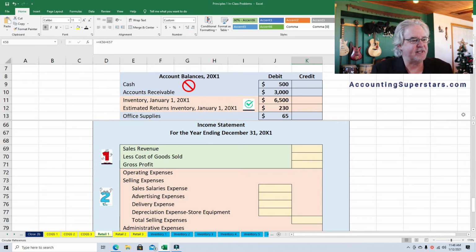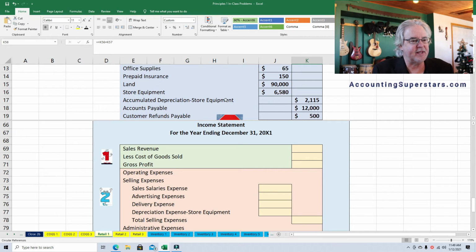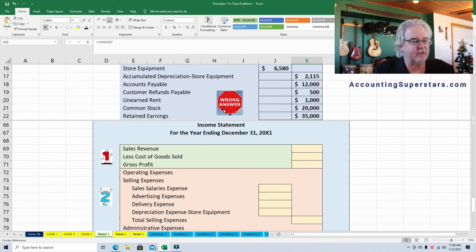But we did use the inventory and estimated returns here. We did use that. So I have that highlighted in pink. Anything that's highlighted in this blue color, don't use. In fact, I made a little sign here. Wrong answer. Don't put these things on there. Don't put payables on your income statement. Don't put retained earnings. I've seen students put everything on the income statement, and obviously they're not listening, all right? You only put two things on there. Revenue and expenses. That's it. Nothing else.